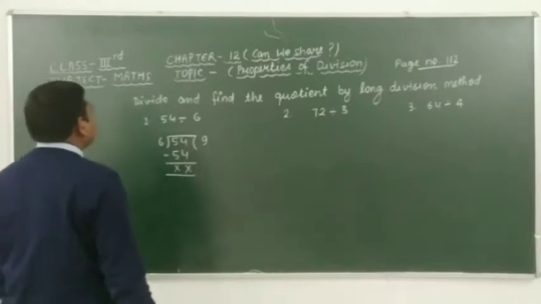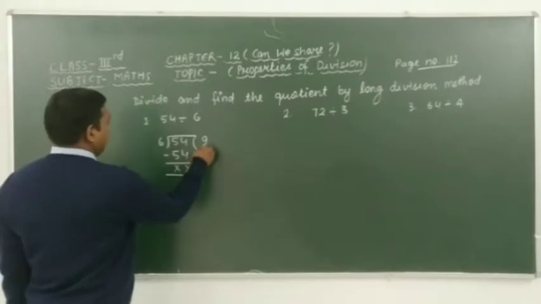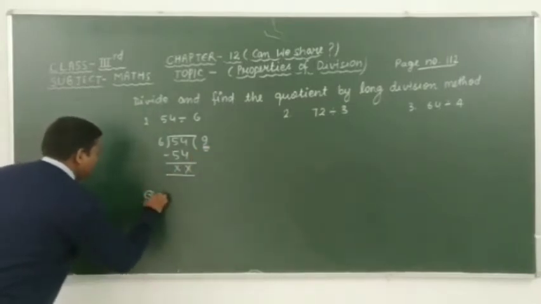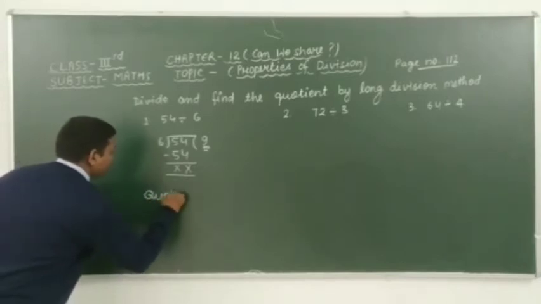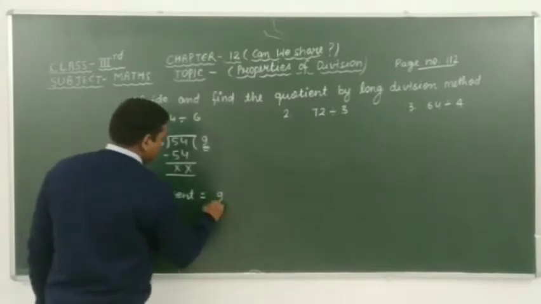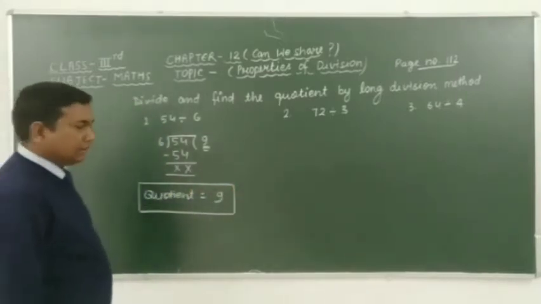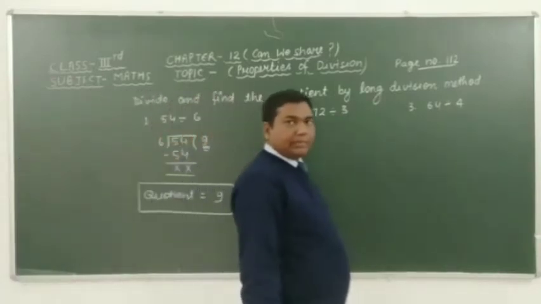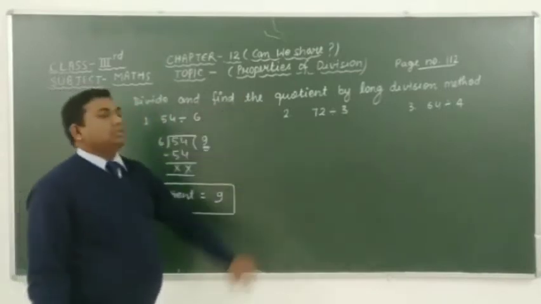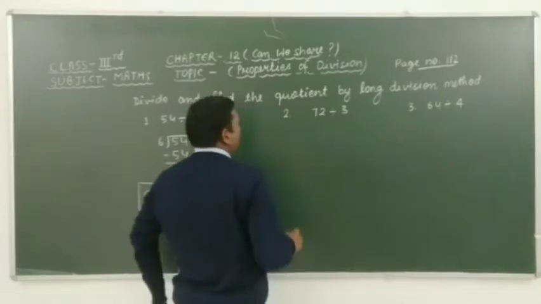Okay students, after dividing these we get 9 as quotient. Then the quotient of this question is 9. It means that the quotient is equal to 9. Okay students, similarly we can solve all questions. Now let's start the solution of question number 2.